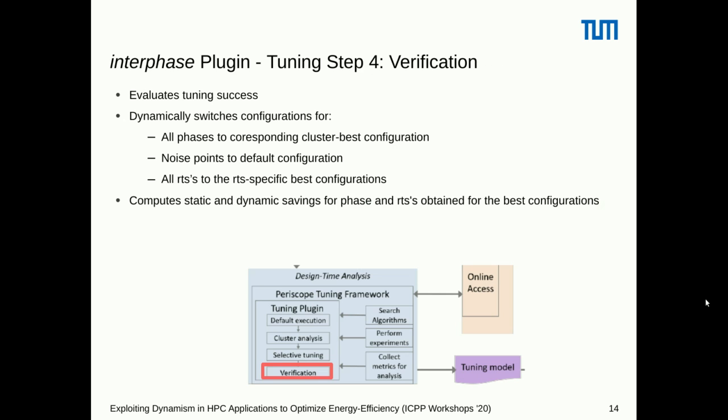In the last tuning step, the interface tuning plugin requests the Readex runtime library to switch to the corresponding cluster-based configurations at the start of a new phase. For the RTSs, the configurations are switched to the RTS-specific best configurations for the current cluster when the region enter event is called. This basically tries to verify the tuning success. If a phase was marked as a noise point in the cluster analysis step, it is executed using the default system configuration. The plugin finally outputs the savings resulting from static and dynamic tuning.